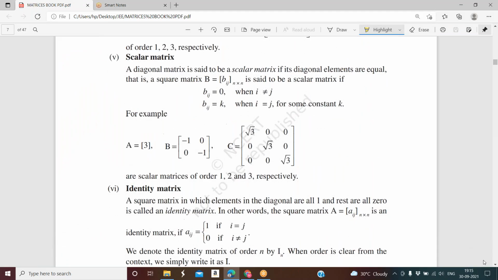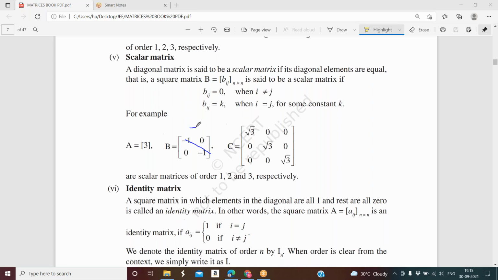Next, scalar matrix. A diagonal matrix is said to be a scalar matrix if all its diagonal elements are equal. Say, for example, matrix B equal to minus 1, 0, 0, minus 1. Here the diagonal elements are minus 1 and minus 1. Since all the diagonal elements in B are equal, it is a scalar matrix.